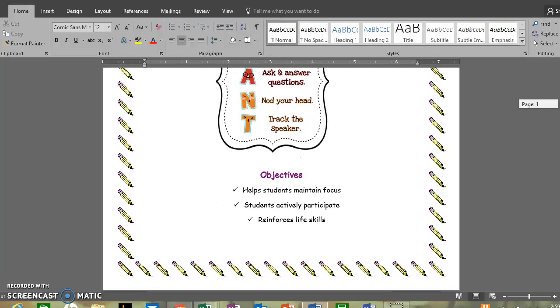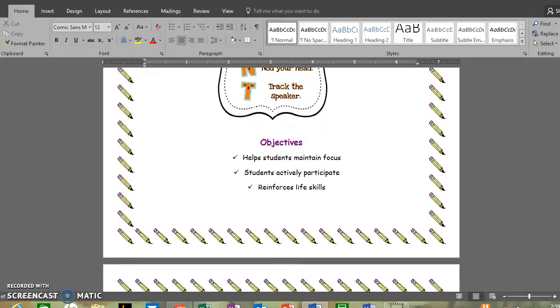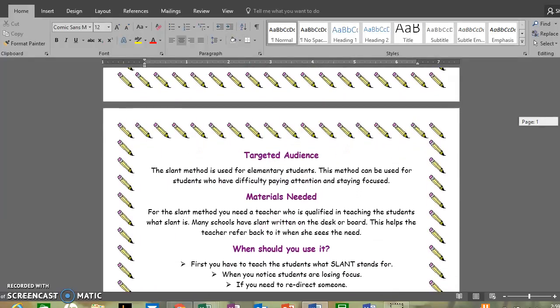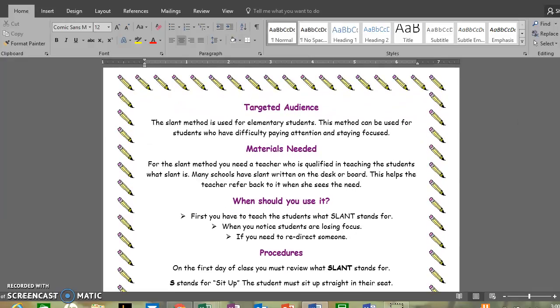The objectives of SLANT are to help students maintain focus, get the students to actively participate, and it reinforces life skills that you'll need as an adult, such as sitting up straight and listening to others. The targeted audience for this is elementary students. You don't want to use this for older students because they're less likely to pay attention to rules, but you can use this if it'll work for your class and your environment. It's used for students who have difficulty paying attention and staying focused.